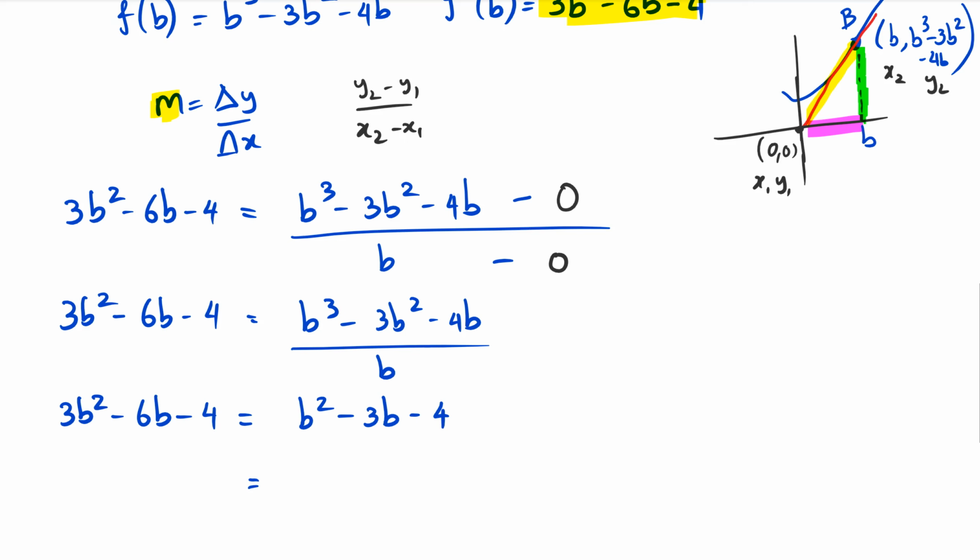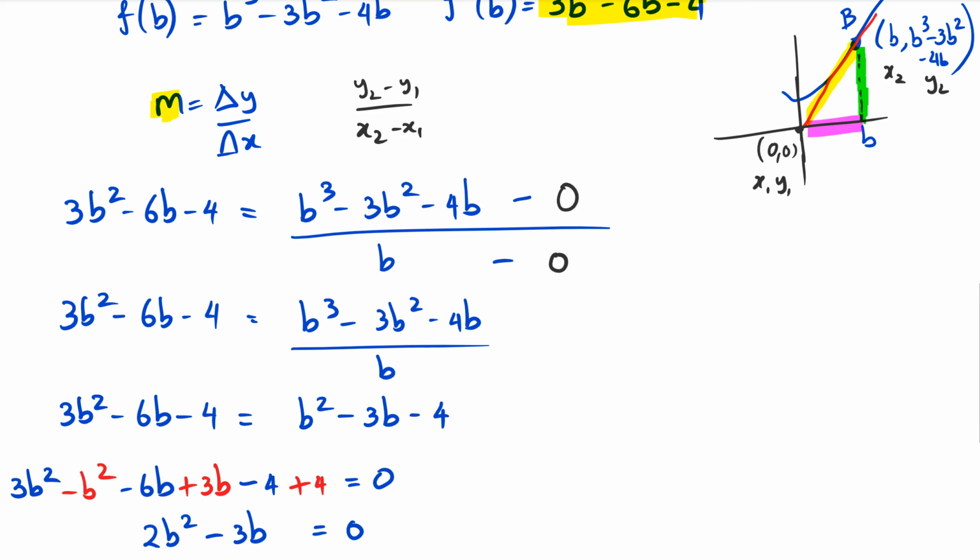No, we can't get rid of the b. What am I saying? So we've got 3b squared. The b squared comes to this side, which becomes minus b squared. Then we've got minus 6b plus 3b. Then we've got minus 4 plus 4, and that equals 0. So this really simplifies to 2b squared minus 3b equals 0.